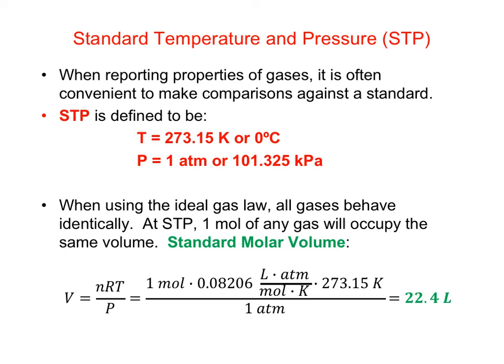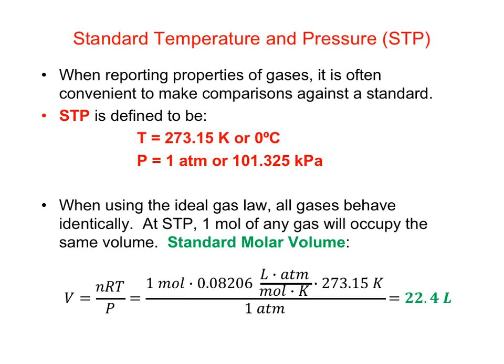And then related to that, sometimes people talk about standard molar volume. And so the standard molar volume is how much 1 mole of any gas will occupy at STP. And because with ideal gases we assume that there are no attractions between the gases, all gases behave the same if we're treating them as ideal gases. It doesn't matter what the nature of the gas is.